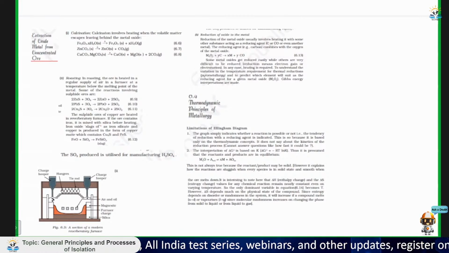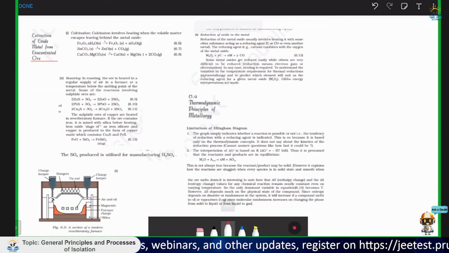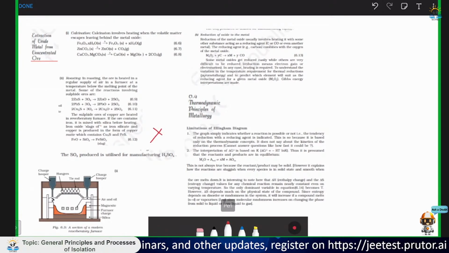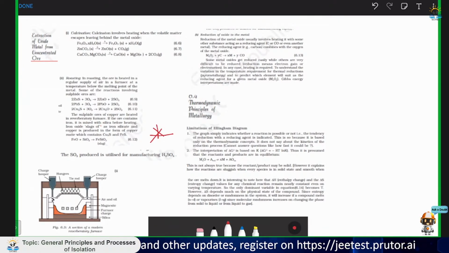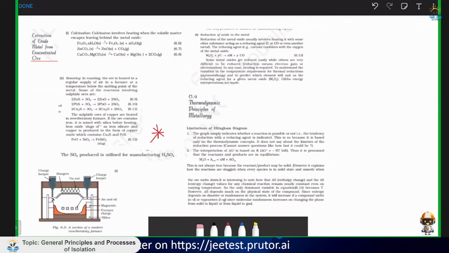Copper pyrites after roasting is called copper matte. The word is important. Copper matte consists of Cu2S and FeS. The SO2 produced is utilized for manufacturing of H2SO4. This is a big process.